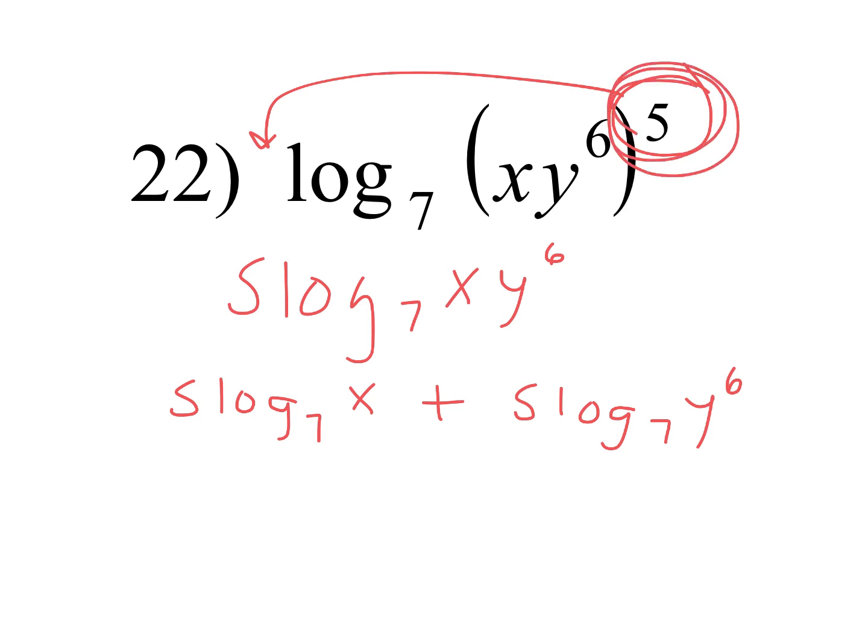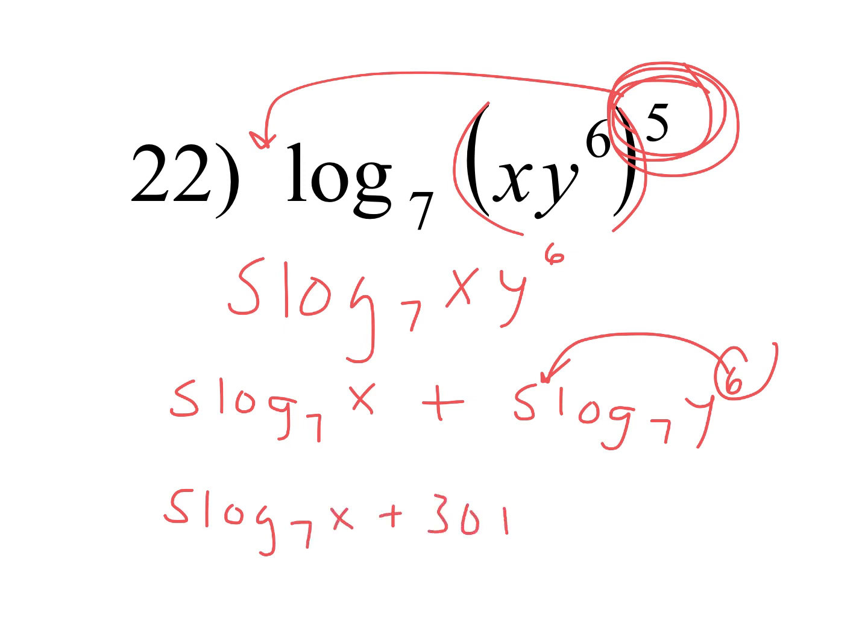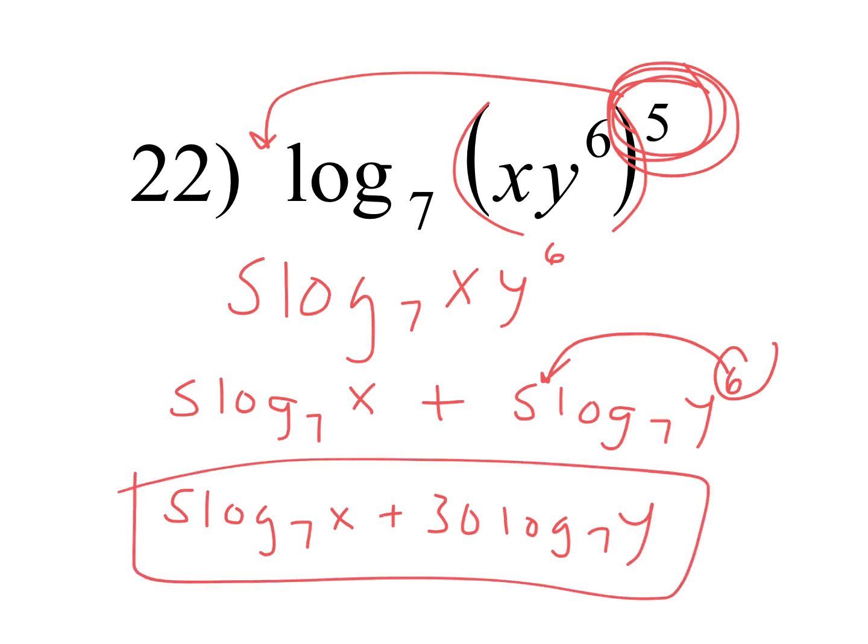Because this 5 was affecting both of these, when I break it apart, I need to have that 5 in both of them. And now what else do I need to do? Move the 6 up front. So if I already have a 5 out front there, what do you think's happening to the 5 and the 6? I multiply. Awesome. So this is my answer.